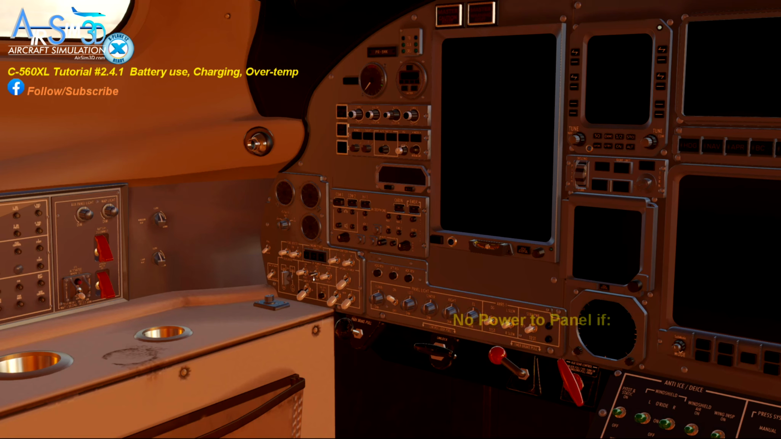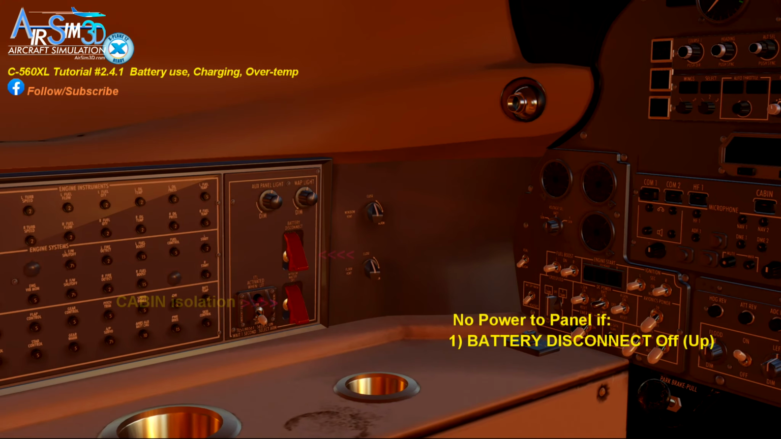The main battery will not power the aircraft if either of these two conditions exist. First, the battery disconnect switch under this red cover is off. Generally, it is kept on at all times unless the pilot needs to isolate the main battery from the rest of the aircraft. It is not a battery on and off switch.